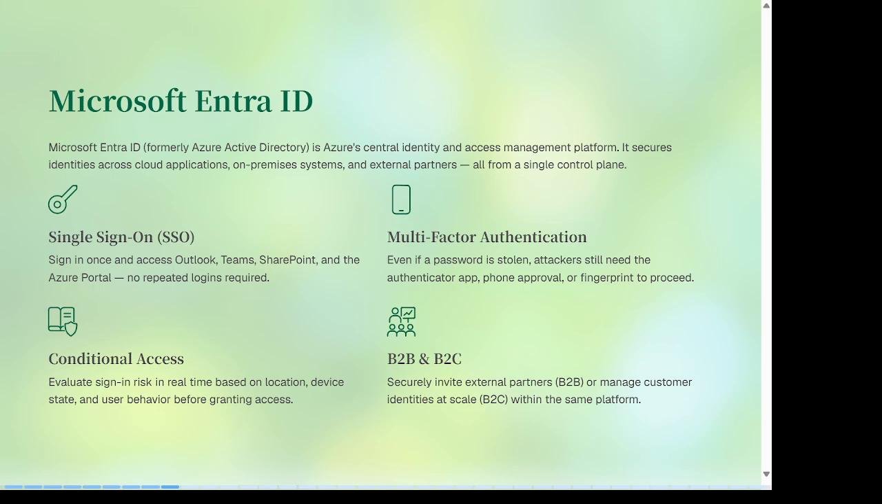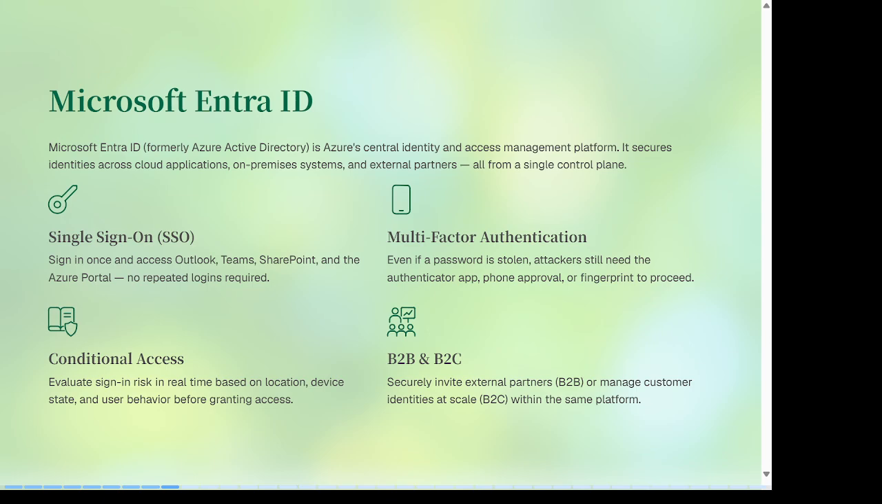Now let's talk about the heart of identity in Microsoft Azure. Let me start with a quick clarification. You may still hear the term Azure Active Directory, but Microsoft has now rebranded it as Microsoft Entra ID. Microsoft Entra ID is the central identity and access management service in Azure.